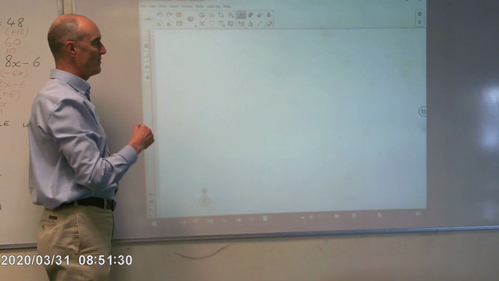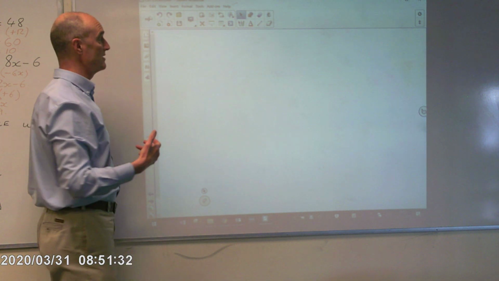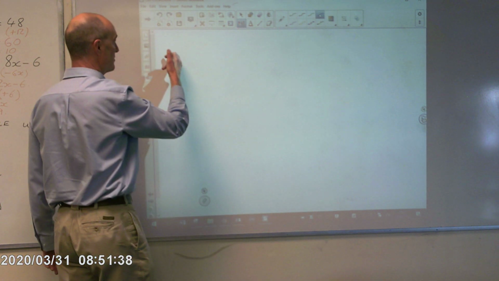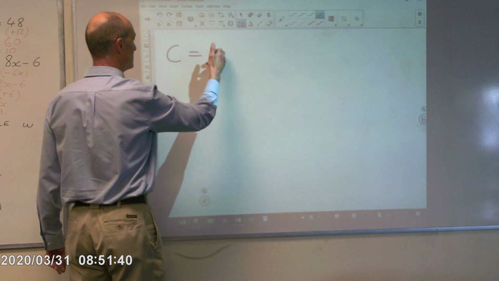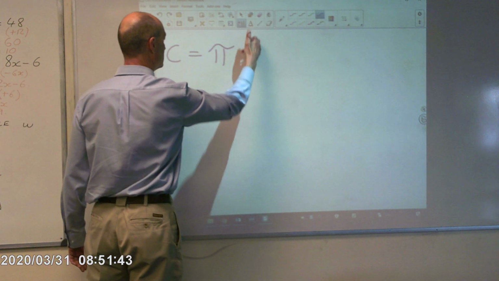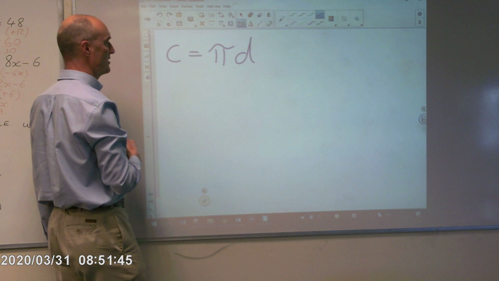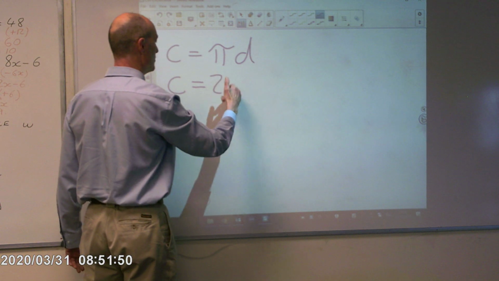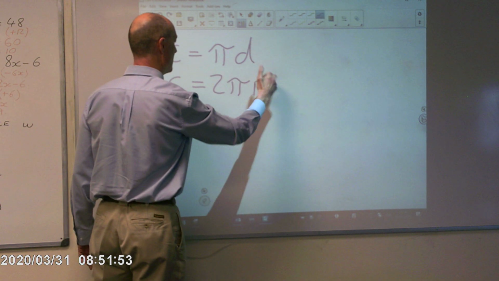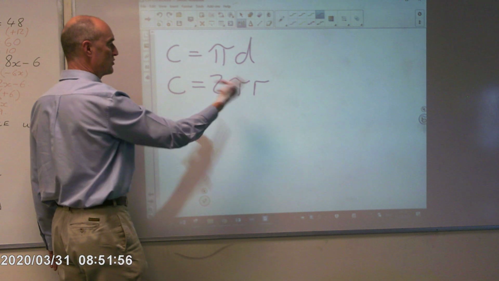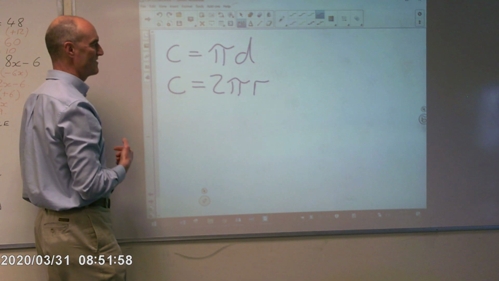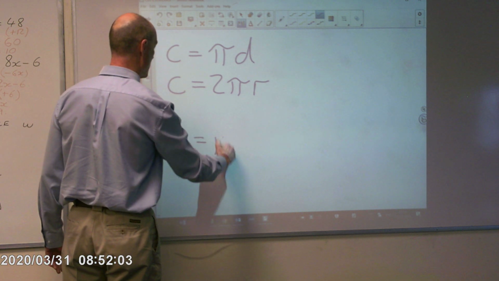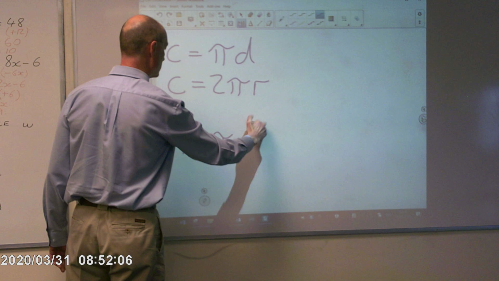Just to make sure we know our formulae, and you must learn these formulae. There's no way around it, people. You must learn these formulae. The circumference of a circle, pi d. Pi times the diameter. Another version of the circumference of a circle, 2 pi r, because the diameter is made up of 2 radii. The area of a circle, pi r squared.